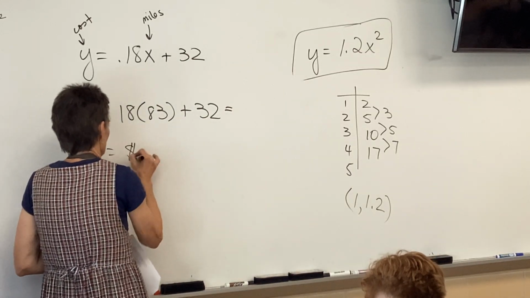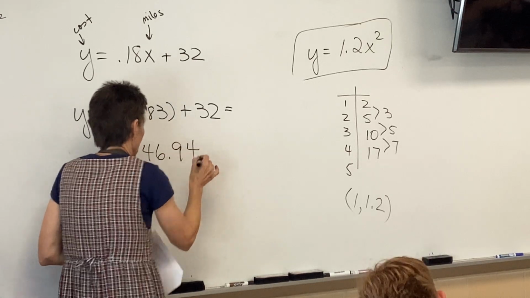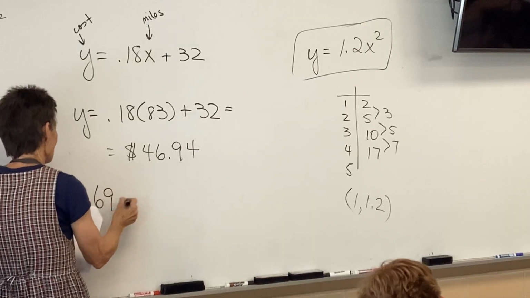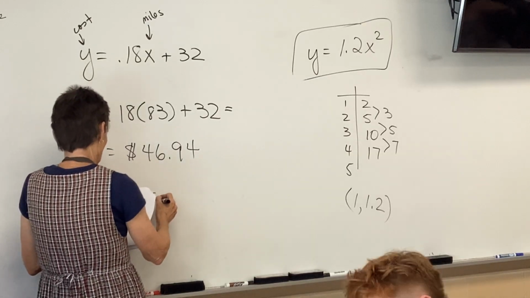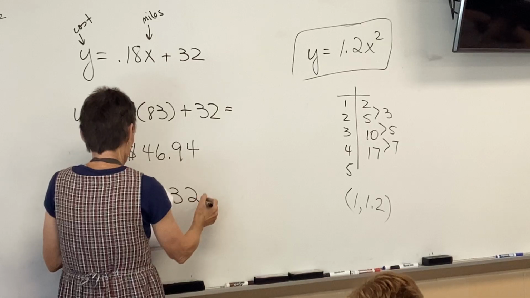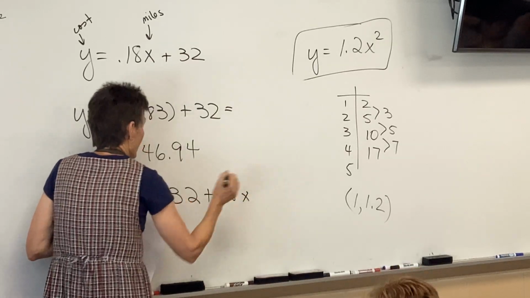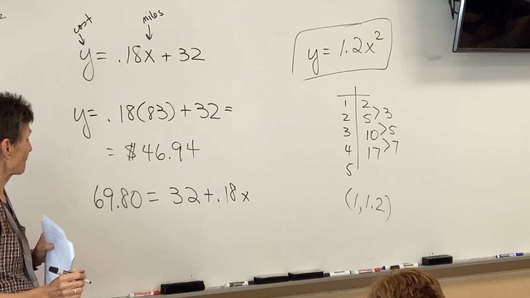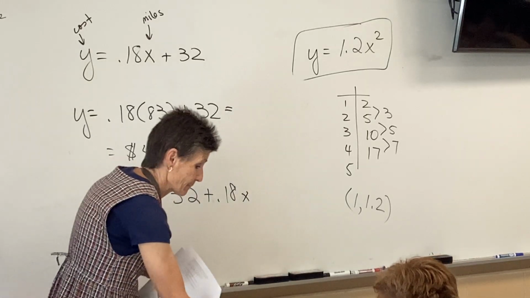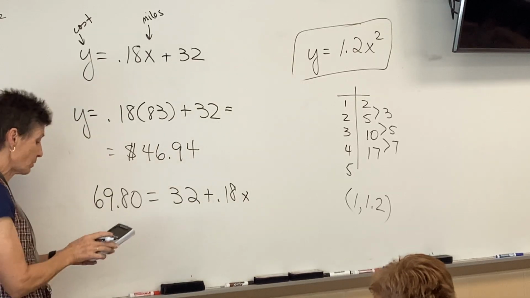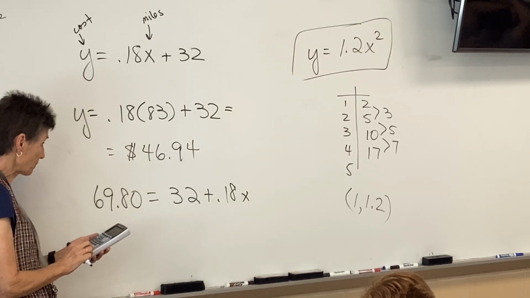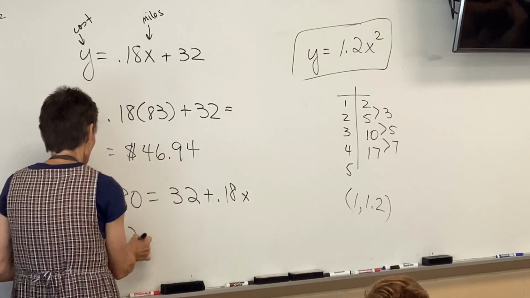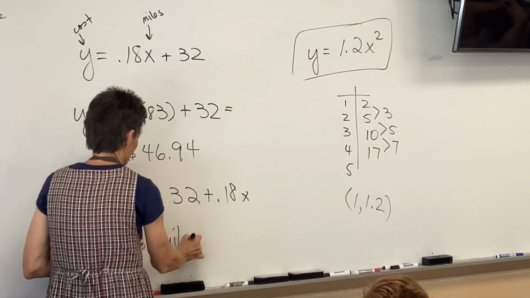$46.94. Ramon paid $69.80 to rent the car for 1 day. And we want to know how many miles he drove it. Yep, so we set our equation equal to $69.80. I think he drove 210 miles, what do you think? I think so.